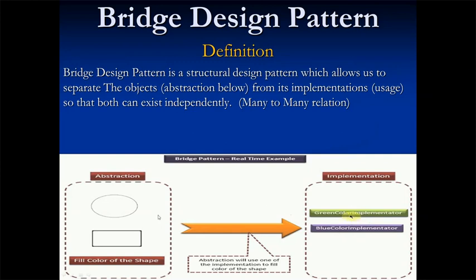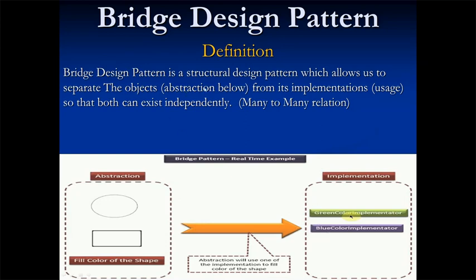So you do not need to create a green circle or a red circle. You just create a circle, that's it, and you create all these colors here. Whatever you want, you just take one from here and one from there and mix them. So that's a bridge. It's completely decoupled. These two hierarchies are totally decoupled, and every one of these can use every one of these. So it's like a many-to-many relationship.